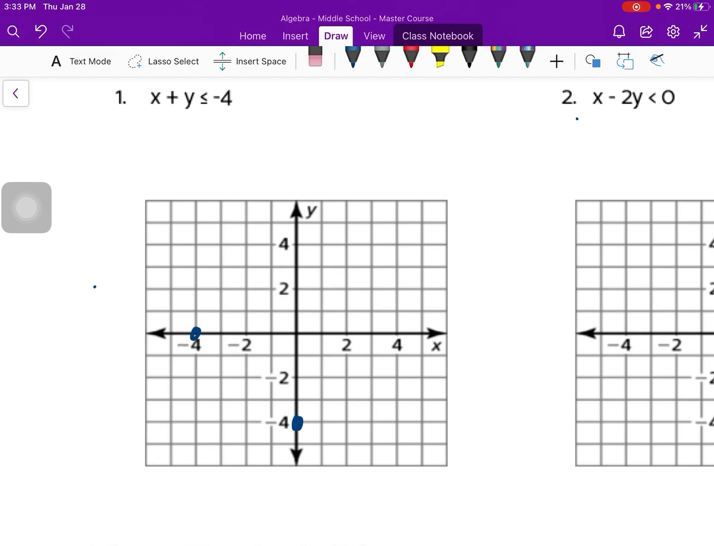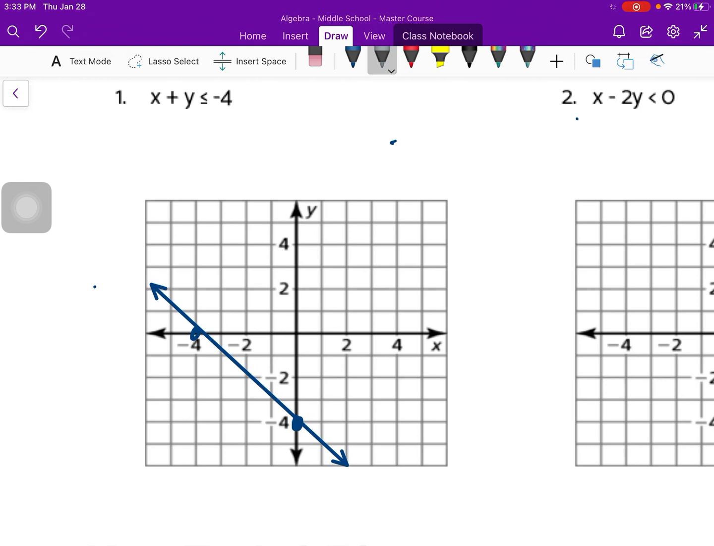So I'm using my line tool. I'm going to draw in a neat line through those 2 points. Okay, and then we need to talk about shading. The next thing I do is shade. So I need to decide, do I shade above the line or below the line?